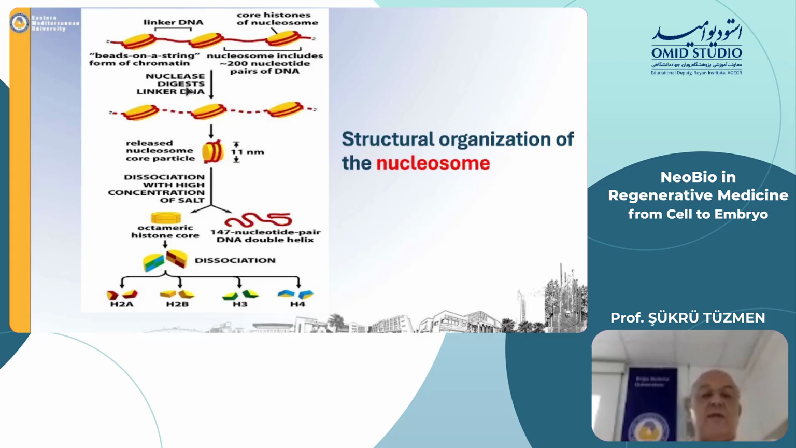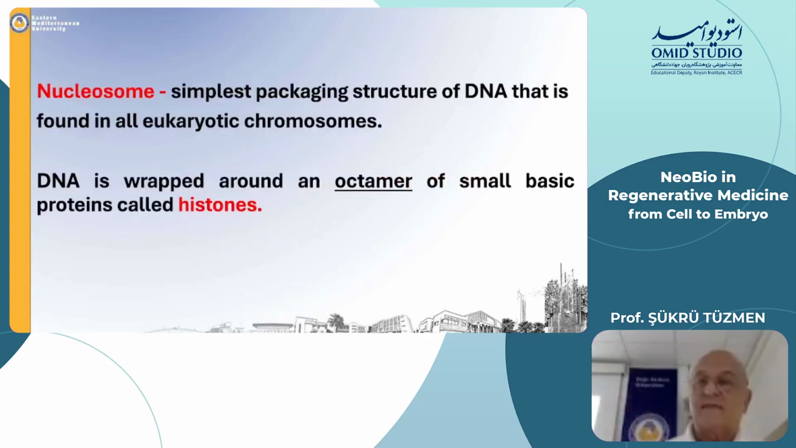So you can see that when nucleases are used to digest the linker DNA, you're left with the nucleosome itself, which is 11 nanometers in diameter. Now the idea is to separate the DNA around the core histone from the histone protein. What they did here was use high salt concentrations. Once they did that, they could separate the core histones from the DNA which is wrapped around the nucleosome proteins. Now I can talk about the histones themselves.